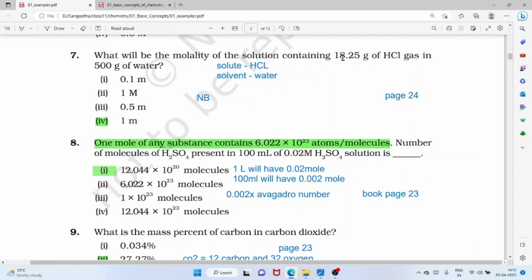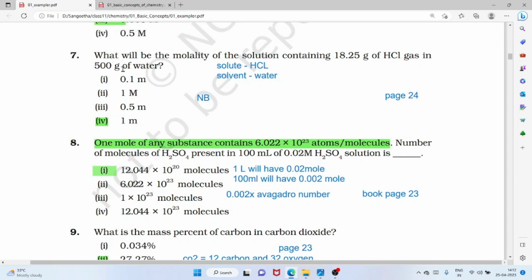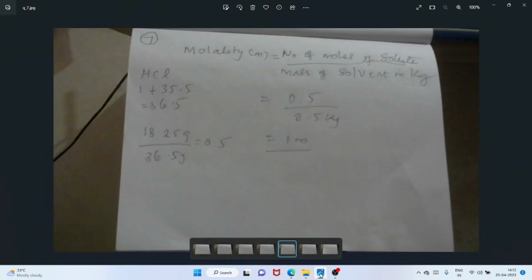See, in the book, HCl gas 18.25 gram, and water 500 gram, that is 0.5 kilogram. Total 1 mole is this 36.5. Okay, 1 mole. So we have 18.25, that is 0.5 mole. That is equivalent to 0.5 mole. 0.5 divided by 0.5 kg is 1 m.